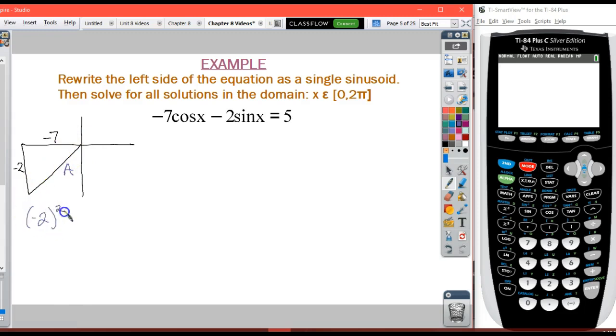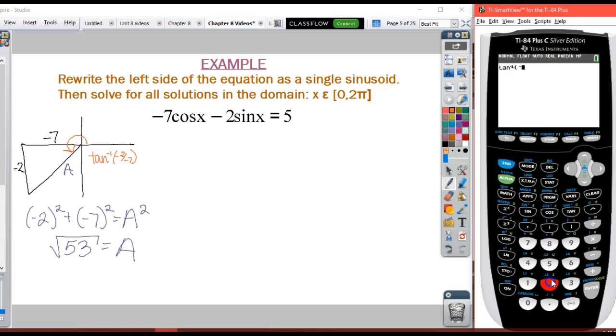So we can use the Pythagorean theorem to find the amplitude. And so we will end up getting the square root of 53 for our amplitude there. Then next, we need to find what this larger angle is, and that's going to give us our phase displacement. So I'm going to go ahead and take the tangent inverse, opposite over adjacent, -2 over -7. You'll want to make sure that you're in radian mode. And I will end up getting 0.278 radians.